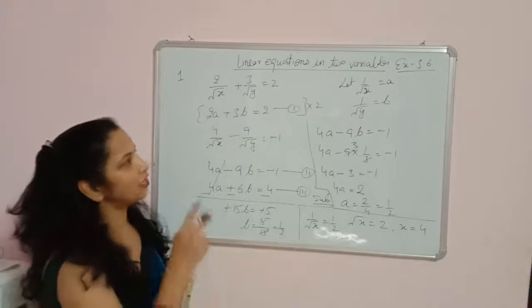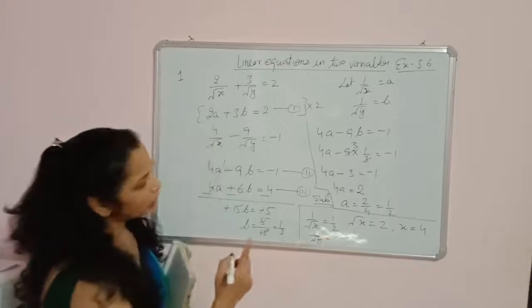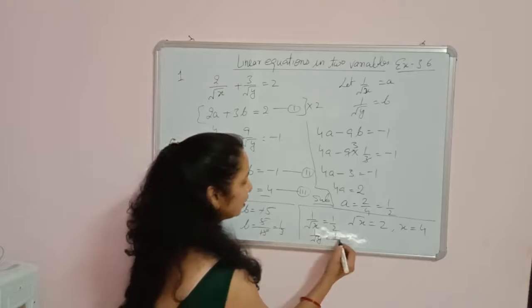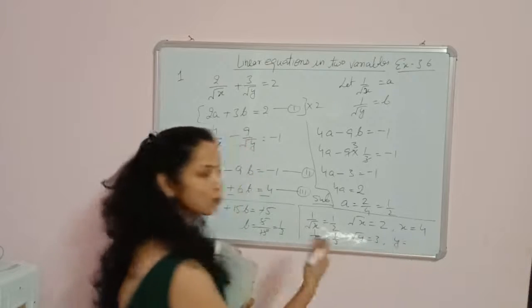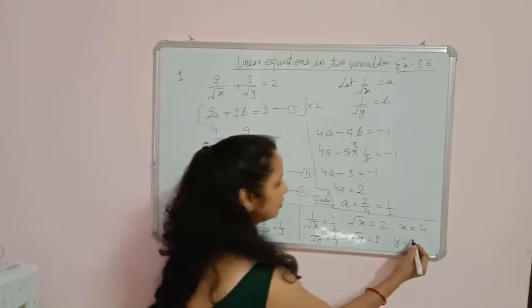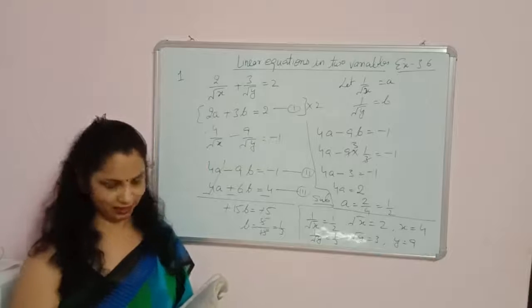And same as you can find the value of Y. You know that 1 upon under root Y is equal to how much? It is 1 upon 3. Then under root Y is equal to 3. And what is the value of Y? By squaring both sides you will get the value of Y is equal to 9. So these are the values of X and Y here.